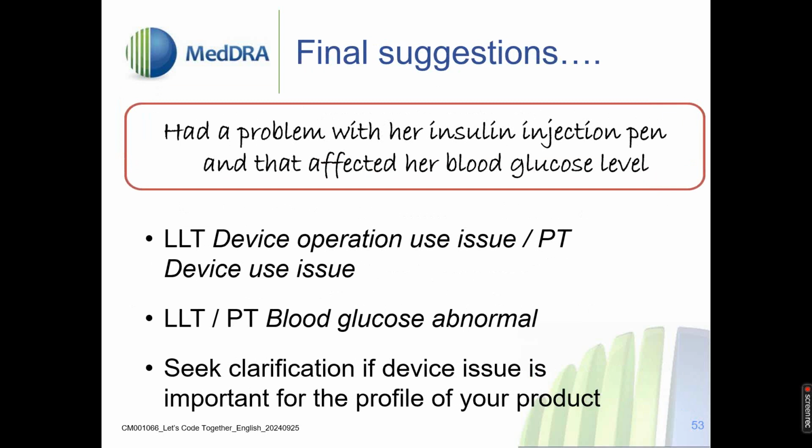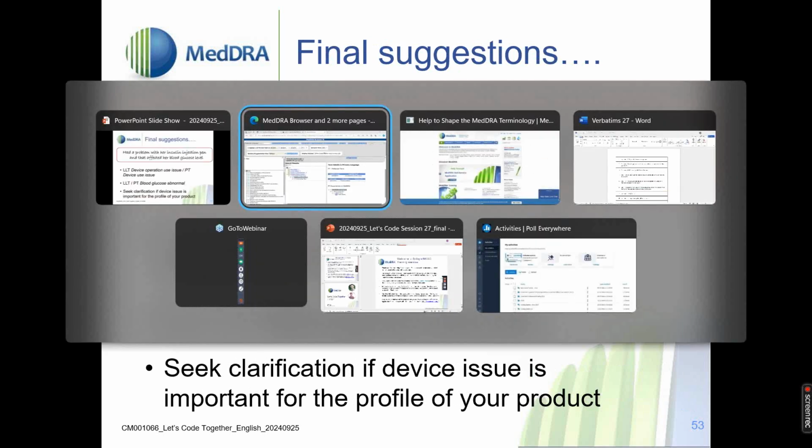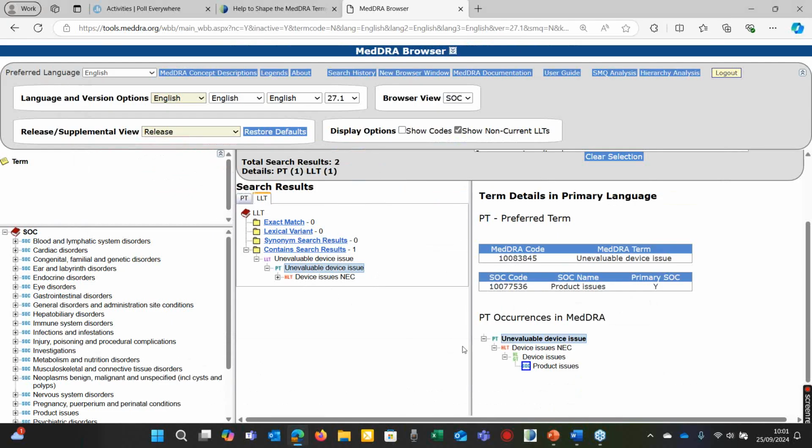Yeah. We can't be sure. We could spend the next half an hour discussing it and we probably still wouldn't know. And that may be why some of our group in the poll preferred the unevaluable issue. And that is an option as well. I went for the operational use, but you could equally say we can't be clear. Therefore, we would go for the unevaluable device issue. And we can see where that one is here. It's also within the product issues. So you could have chosen device issue, or you could have chosen unevaluable device issue.